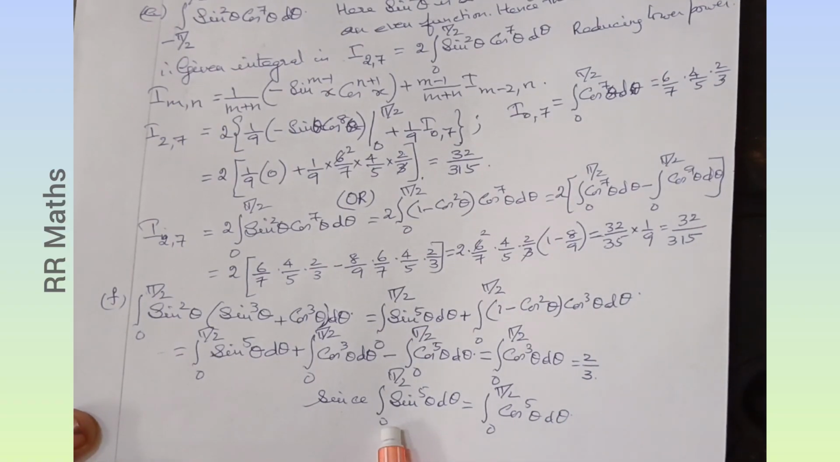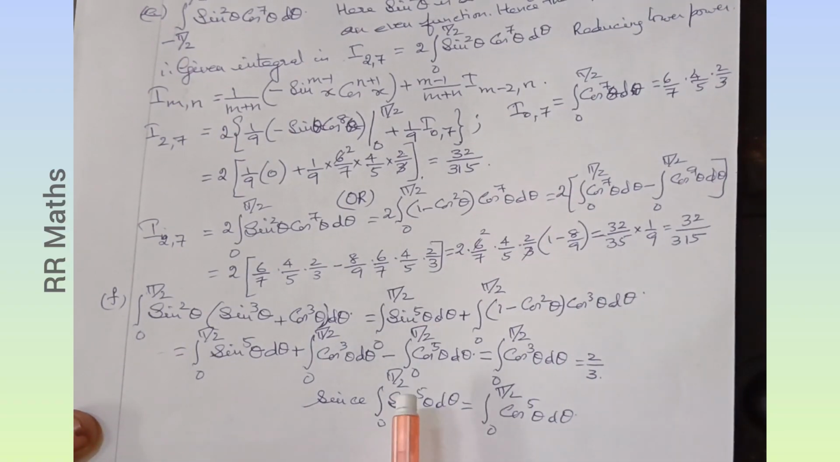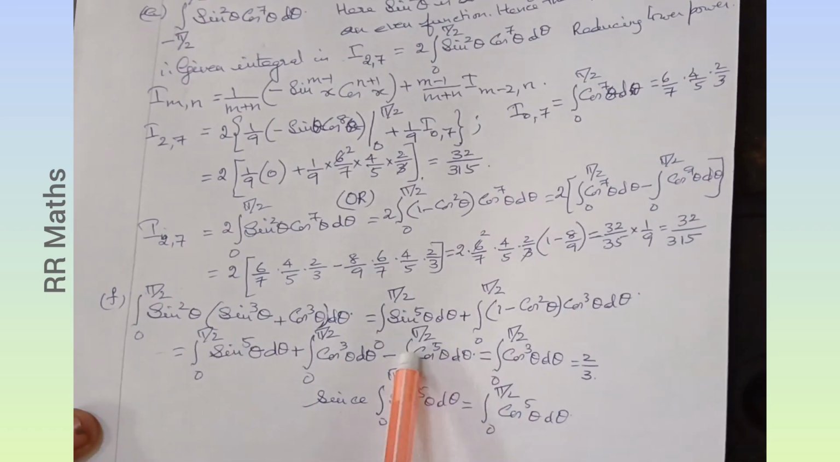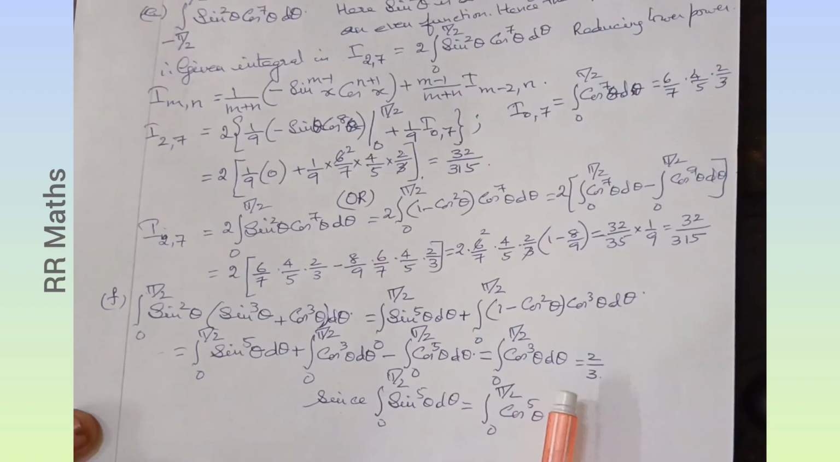Since integral 0 to pi by 2 sine to the power of n theta d theta is equal to integral 0 to pi by 2 cos to the power of n theta d theta, we cancel these two directly, you don't have to evaluate it. And for cos cube alone, you apply the formula (n-1)/n, which gives you 2/3.